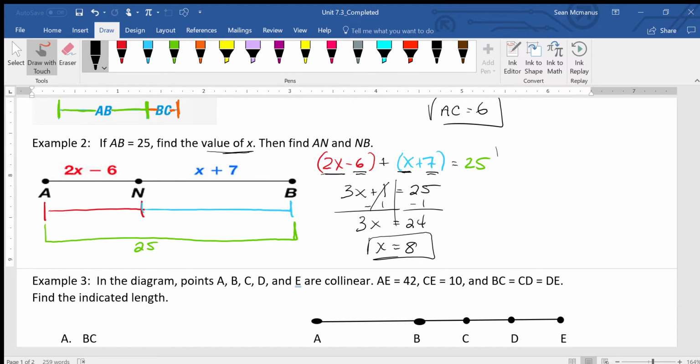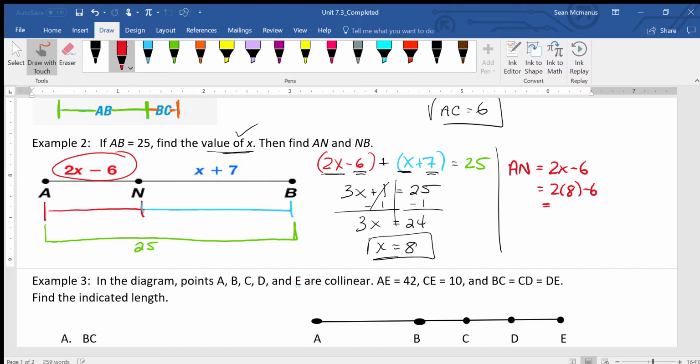So that's done. And then it asks me to find the length of AN. So I know AN equals 2x minus 6. And if x is 8, AN equals 2 times 8 is 16 minus 6. So AN equals 10.